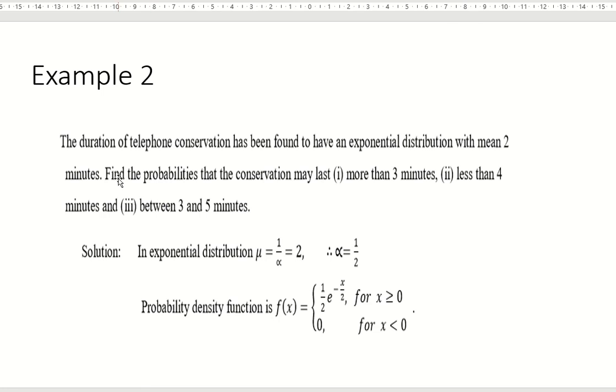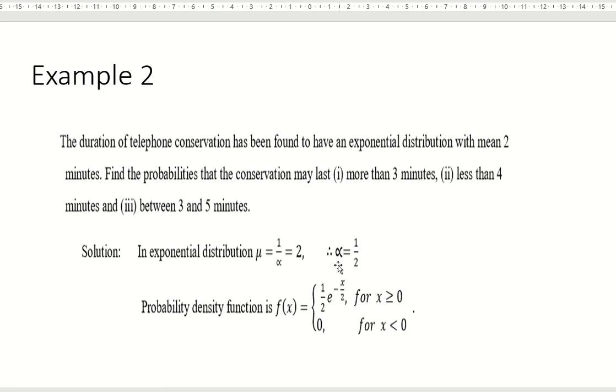It is similar to the previous problem. Instead of 5, here 2 is given. Find the probabilities that the conversation may last: first, more than 3 minutes; second, less than 4 minutes; and third, between 3 and 5 minutes.